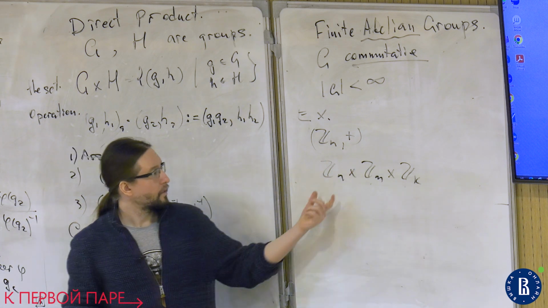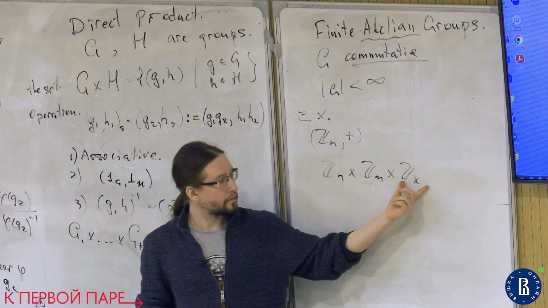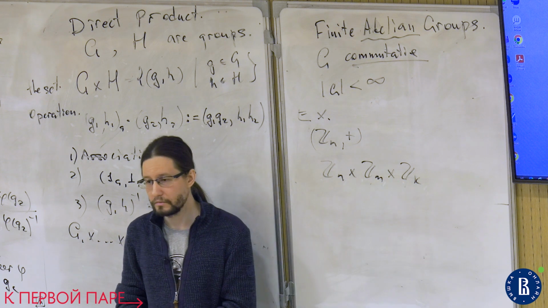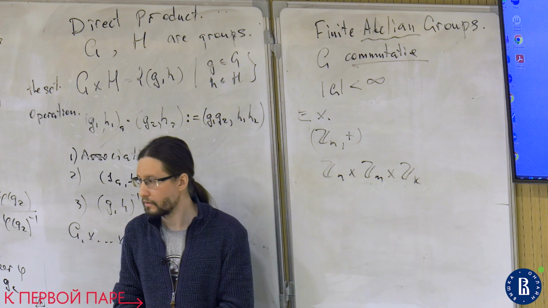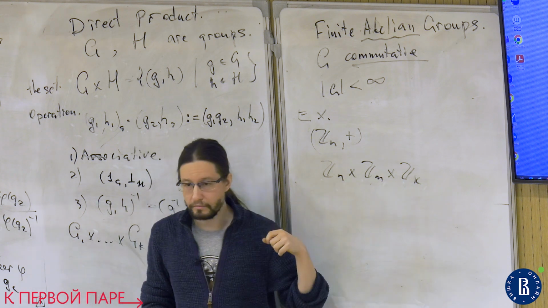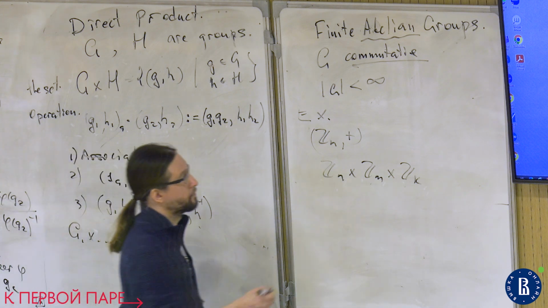And by the way, if this group has n elements, this one has m elements, and this one has k elements, then how many elements are in the product? Yep, exactly. m times n times k. So this is also a finite abelian group.